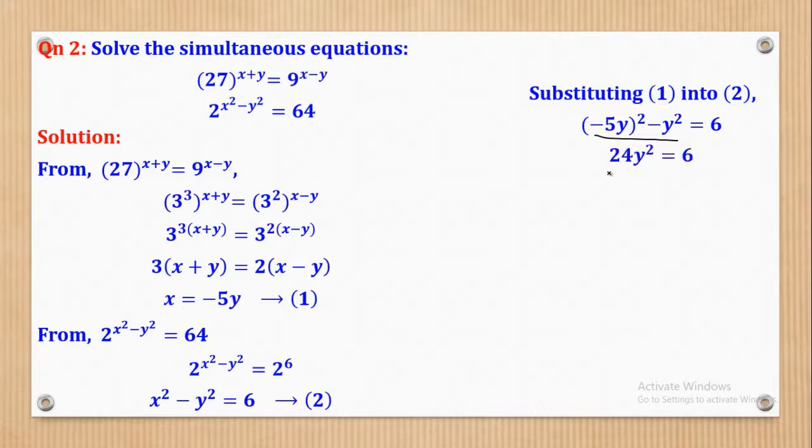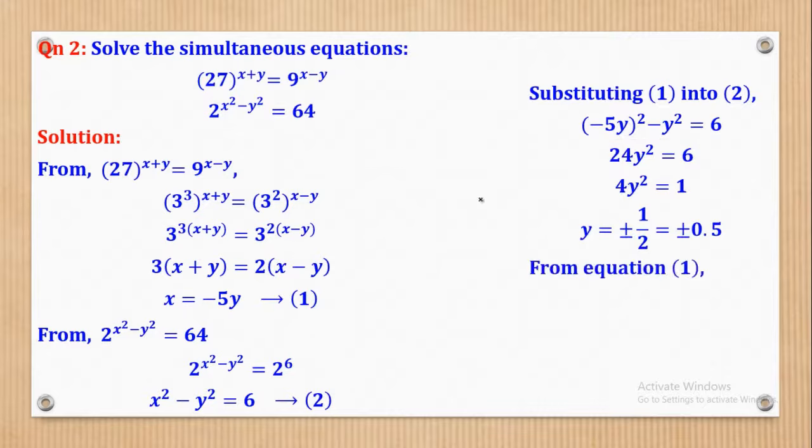Then expand to come up with that, divide it by 24. When I divide, I'll come up with that. So here I'll reduce. 24 divided by 6 gives you 4, and this is 1. Now when I make y the subject, y will be equal to plus or minus 0.5.